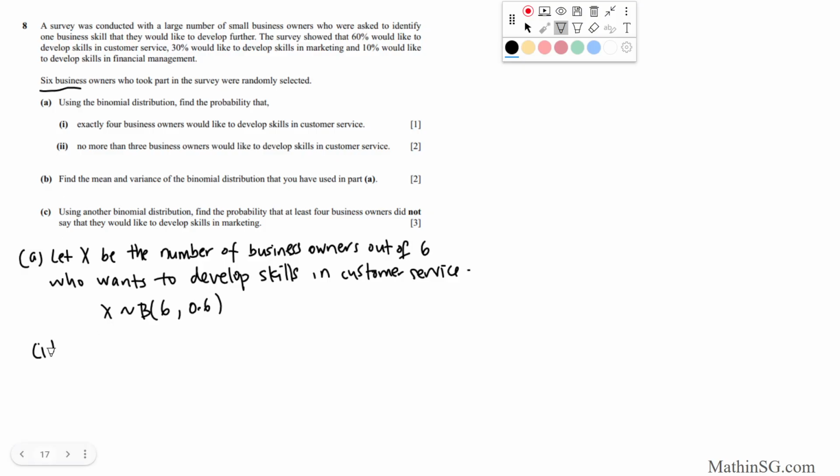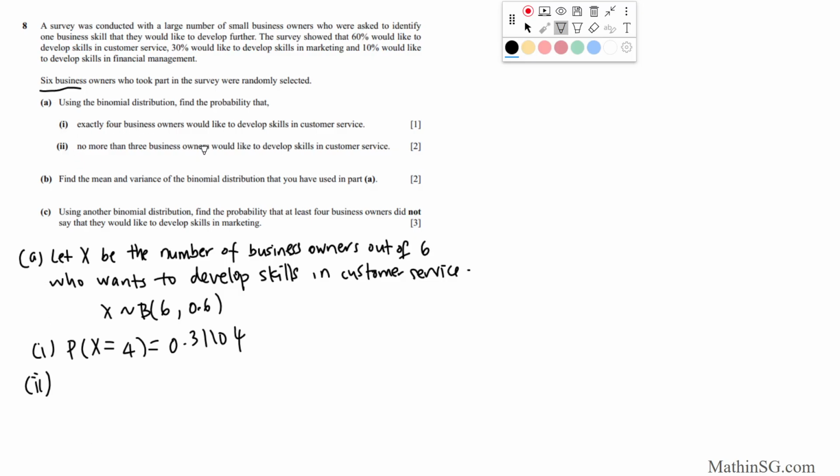So part 1, use the binomial distribution, find the probability that exactly 4 owners would like to develop skills in customer service. So P of X equals 4. This is binomial PDF. Type it into your calculator, you get 0.31104. This is an exact value, so you don't need to round off or reduce it to 3 significant figures.